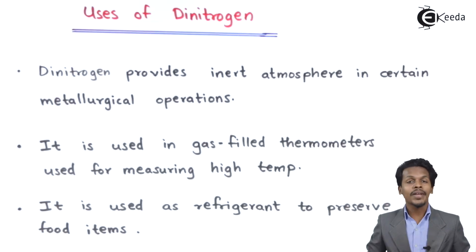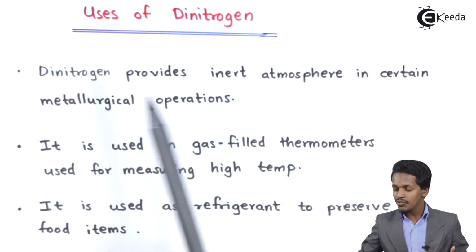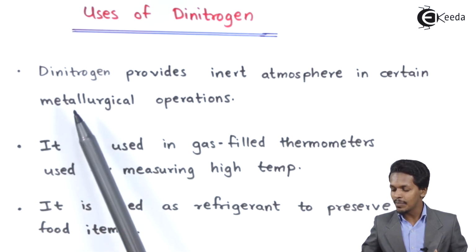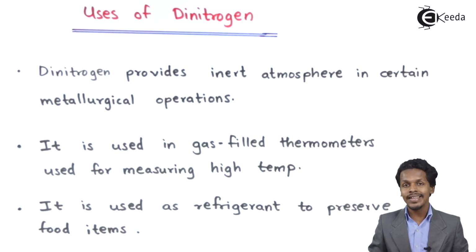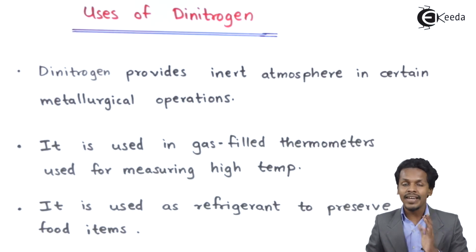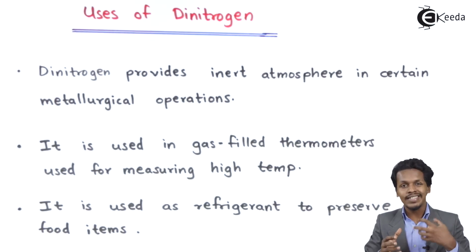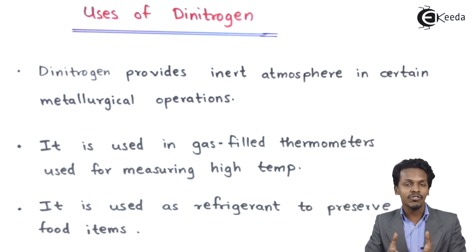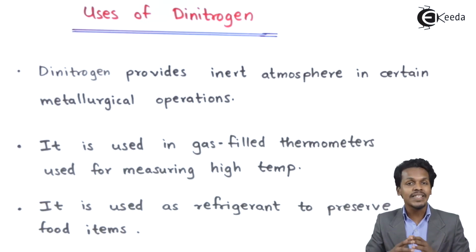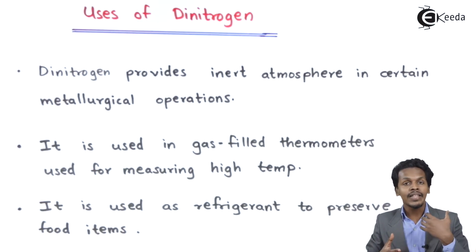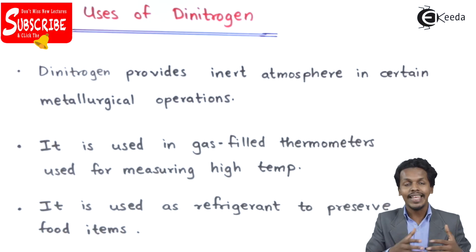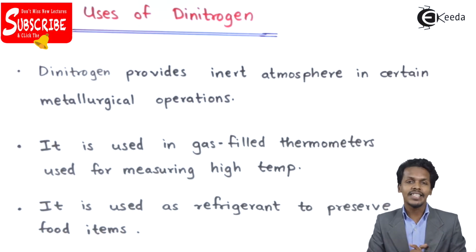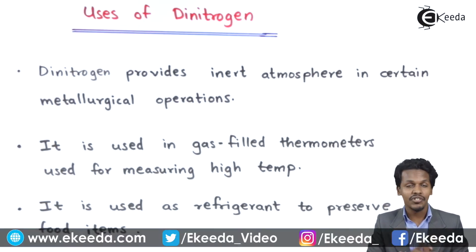So friends, now in this topic I'm going to talk about the uses of dinitrogen. Starting with the first one, dinitrogen provides an inert atmosphere in certain metallurgical operations. Obviously, whenever a metallurgical operation is done, it is in the presence of oxygen, so the metal should not get oxidized. That's the reason we use dinitrogen, because it provides a condition which is inert, and further oxidation of that particular metal is not done. That is the reason dinitrogen is used in metallurgical processes.